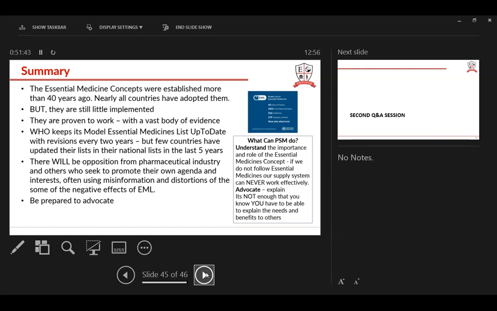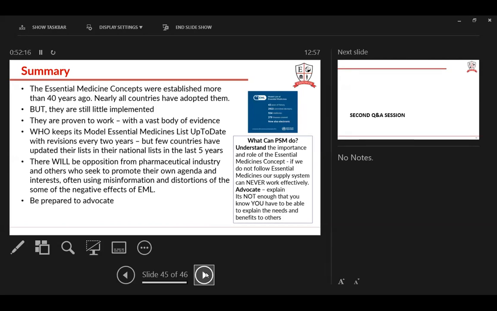Well, I can't tell you what Liberia. I'm going to ask that question to Liberia. When the last time our EML was updated, there will be opposition from the pharmaceutical industry and others who seek to promote their own agenda and interests, often using misinformation and distraction of some of the negative effect of the EML. Somebody will say the EML is becoming monopolized, so we need to leave the EML. So you need to be ready to justify, to prove that this list is essential.